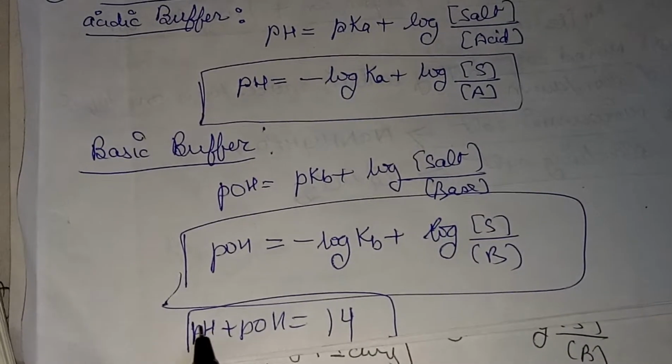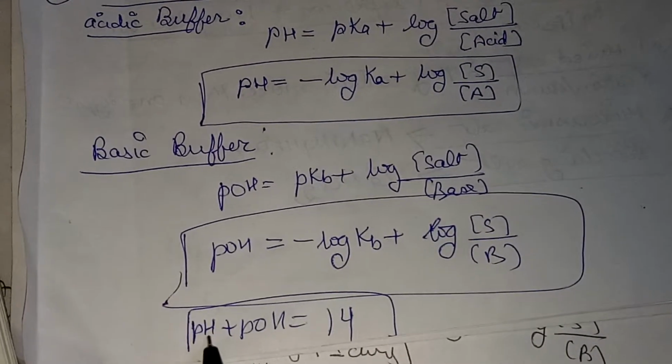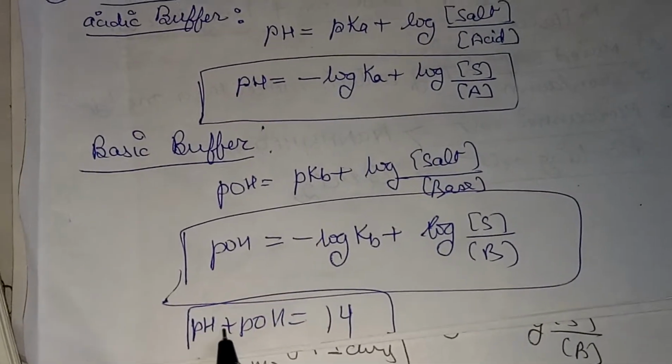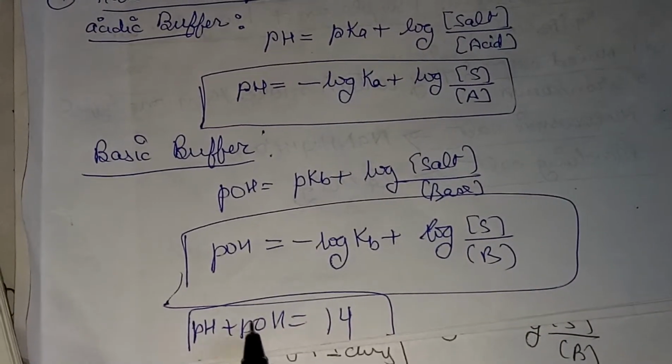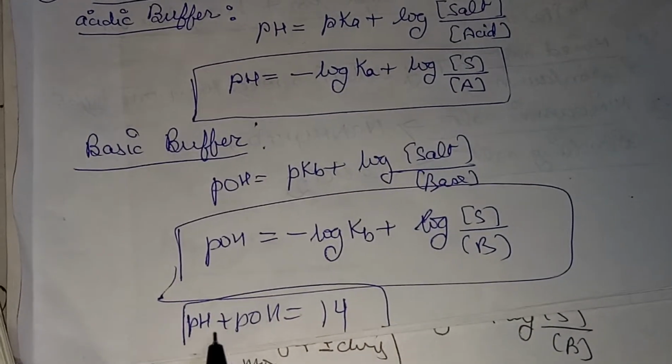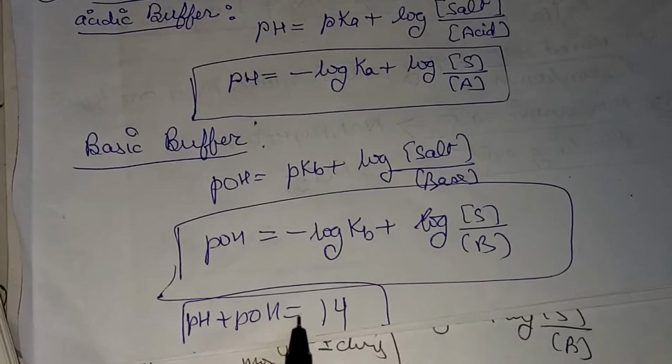While we have already discussed this, pH plus pOH equals 14, or if you want to find the pOH value, then it is 14 minus pH. You can write it this way also.